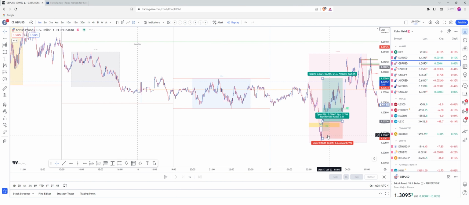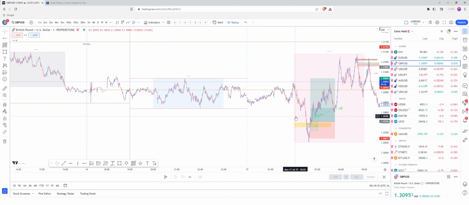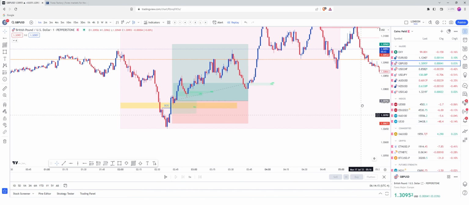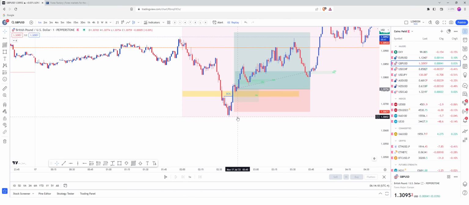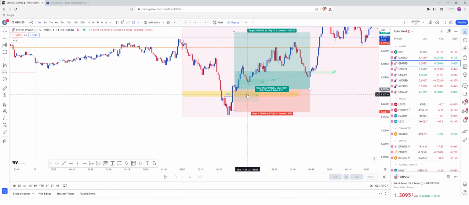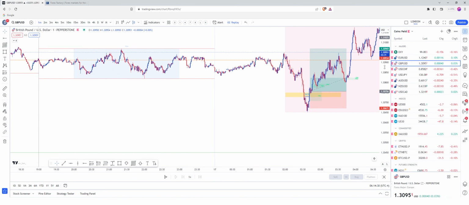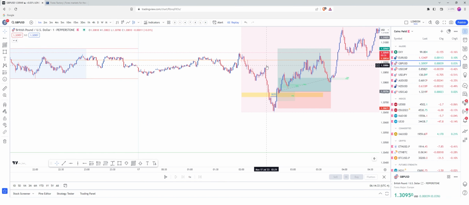So we saw on the pound that we took a sweep of the Asia low. Price aggressively moved down, but then we had quite an aggressive buyback. So we broke structure here. We left a balanced price range with a fair value gap. Price tapped the fair value gap and then proceeded to accelerate in the opposite direction. So this signature, an aggressive move down and then an aggressive move back up again, is something that I do like to see. We had a break of structure, fair value gap entry, and price never came back again.